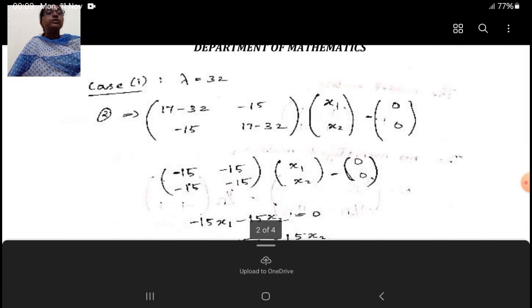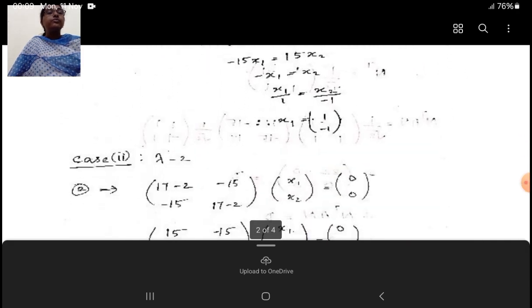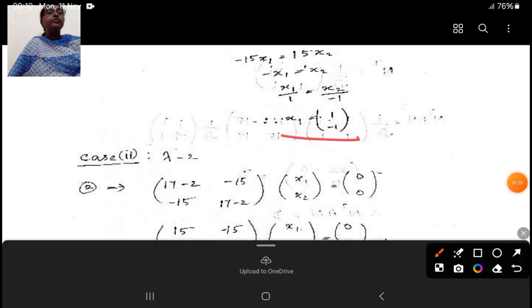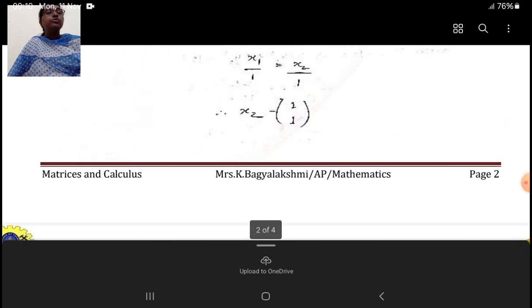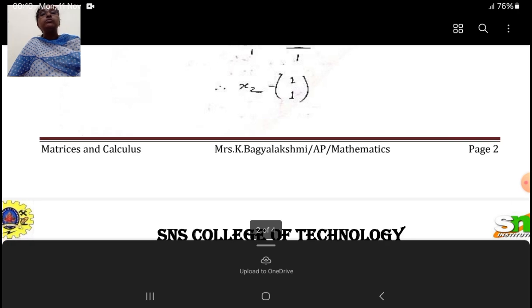For case 1 we choose lambda equal to 32. For this 32 we got x1 equal to 1 and minus 1. Next we choose lambda equal to 2, and we got the corresponding x2 value as 1, 1. We already discussed many times how to calculate eigenvalues and eigenvectors, so I am closing up on this.